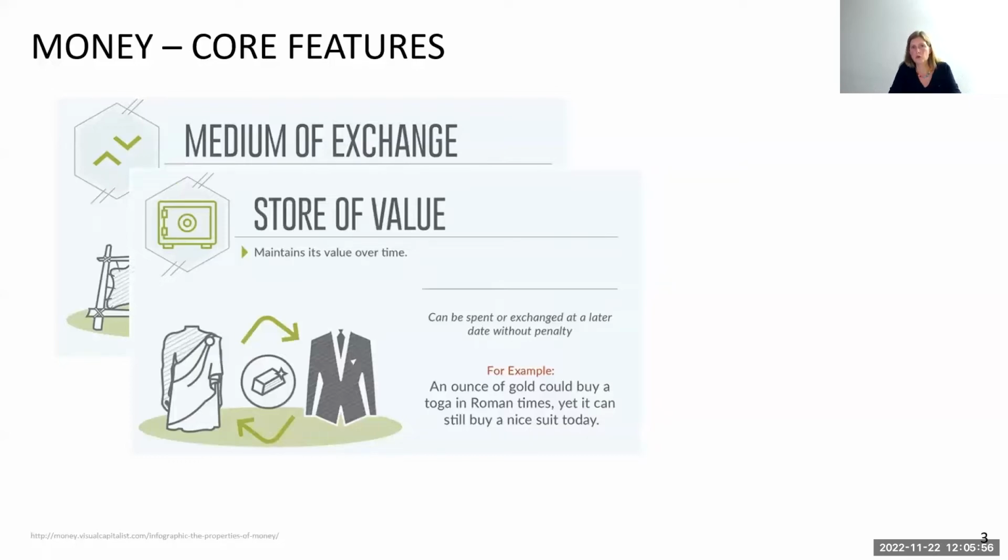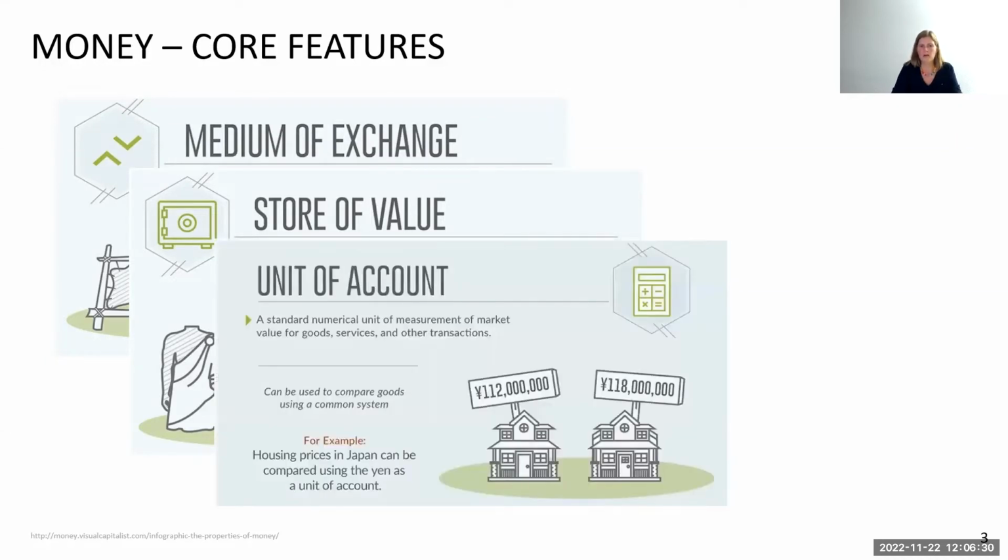Second one, store of value. So money maintains its value over time, can be spent, or it can be exchanged at a later date without a disadvantage. Now here in this example, you see an ounce of gold could buy a toga in Roman times, but it can still buy a nice suit today. So that's pretty good. If we compare it to my pot of potatoes, that would be a pretty bad store of value over the same time period. So store of value.